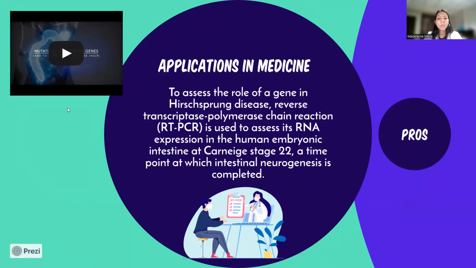Okay, now we're going to talk about applications in medicine. To assess the role of a gene in Hirschsprung disease, reverse transcriptase polymerase chain reaction, RT-PCR, is used to assess its RNA expression in the human embryonic intestine at Carnegie stage 22, a time point at which intestinal neurogenesis is completed.